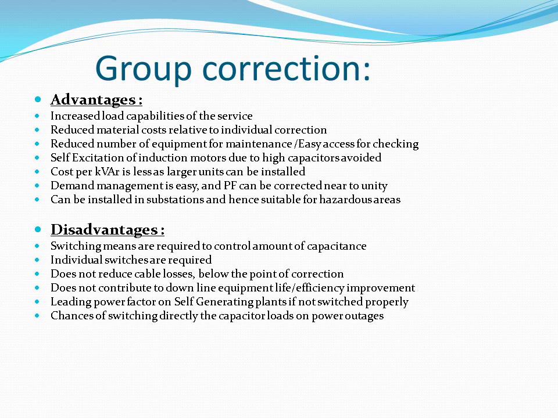Disadvantages are that switching means are required to control the amount of capacitance, as the load generally changes. Individual switches are required. This does not reduce cable losses below the point of correction, and it does not contribute to downline equipment life expectancy or efficiency improvement. There is also a leading power factor on self-generating plants if not switched properly, and chances of switching the capacitor loads directly on power outages.